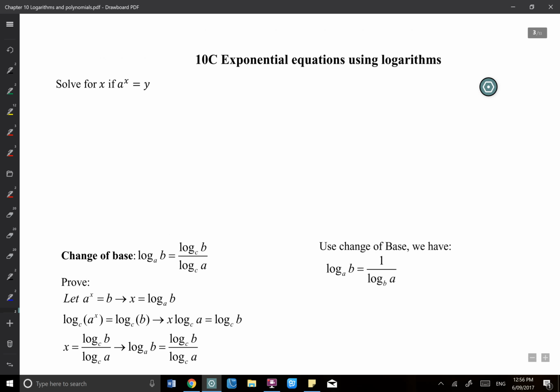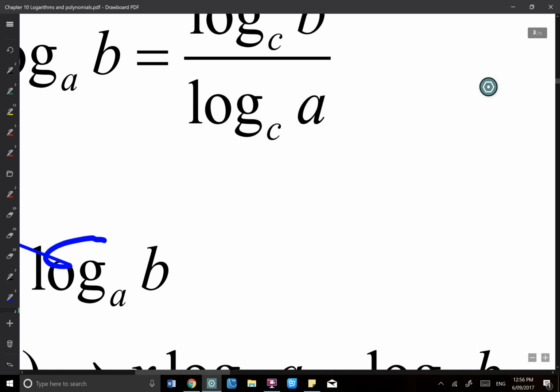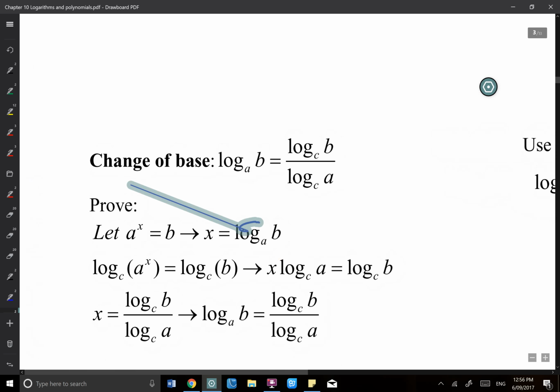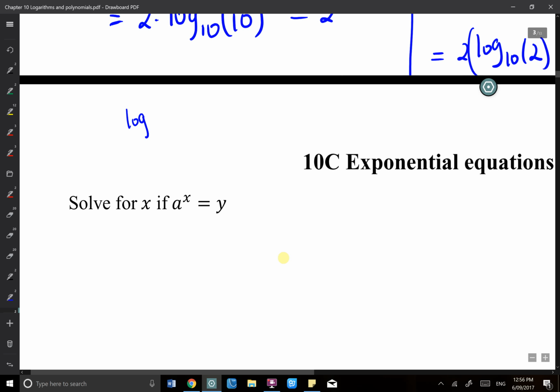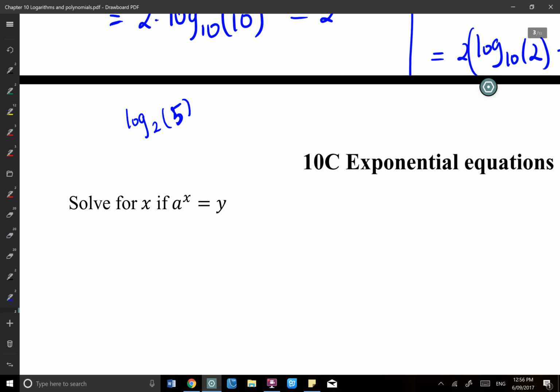Actually, this exercise should be called change of base. Okay, change of base. What is change of base? For example, I want to know roughly how large is log 2 5. Okay, I can't simplify it. I can't do some calculations. How large is log 2 5?